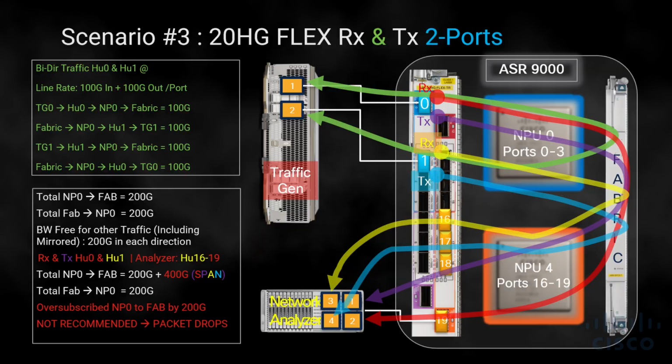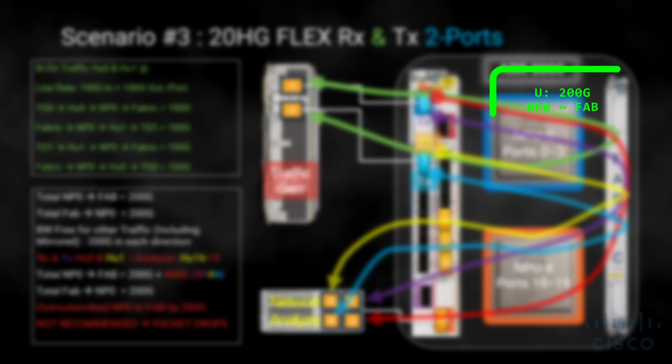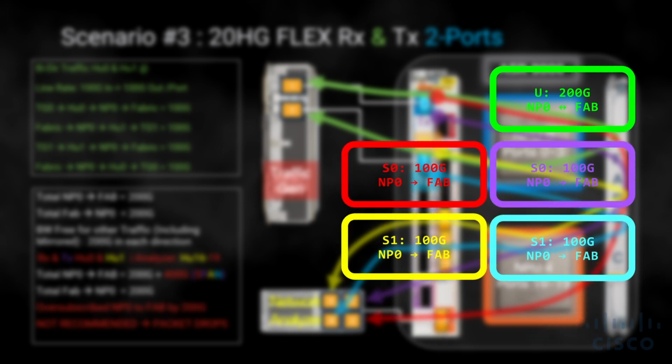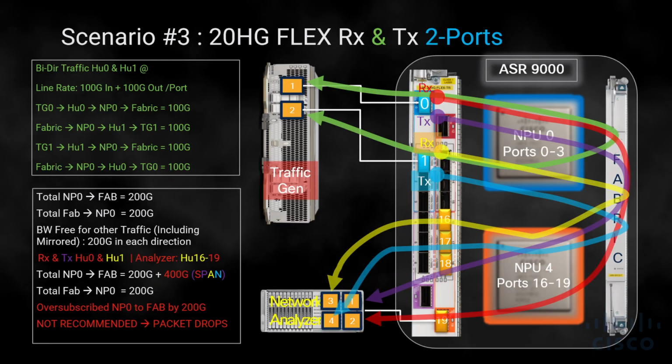But now when you start calculating what happens from NPU 0 to fab, you have 200 gig, the original user data, but you also have 400 gig on top of that that is mirrored, 200 and 200 are being mirrored. So now you have 200 gig of user traffic plus 400 of span, that's 600 gig going to the fab. And that's obviously not going to work. You have a 400 gig capacity on the chip and the link to the fabric, you're sending 600 gig. So there's definitely going to be a massive amount of packet drops, and this is not a recommended config.